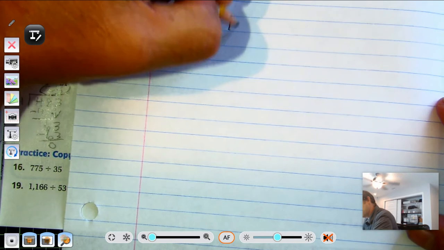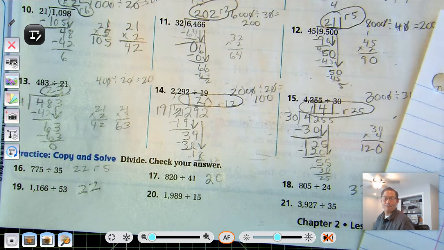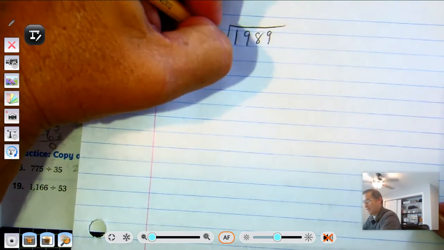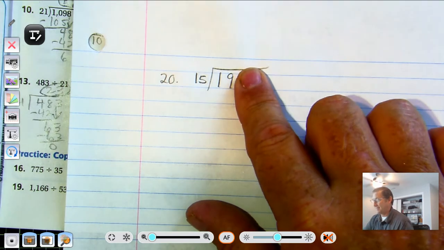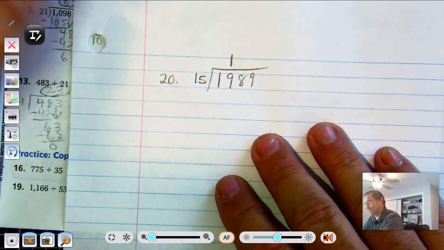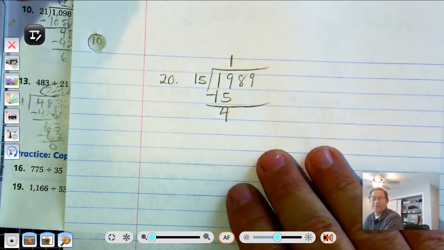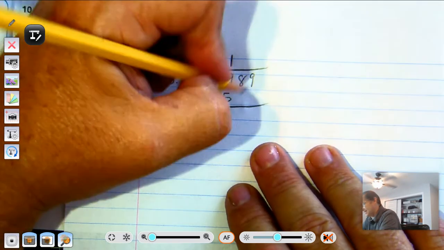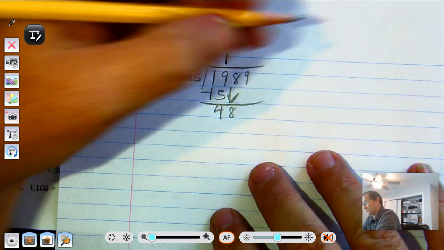1,989 divided by 15. Okay, I'm going to skip the estimate on this one because I see that 19 is close to 15. So I know it's going to be 100. Subtract, I get 400s left. Let's trade those for 40 tens and bring down the 8 tens. 15 times what is close to 48?